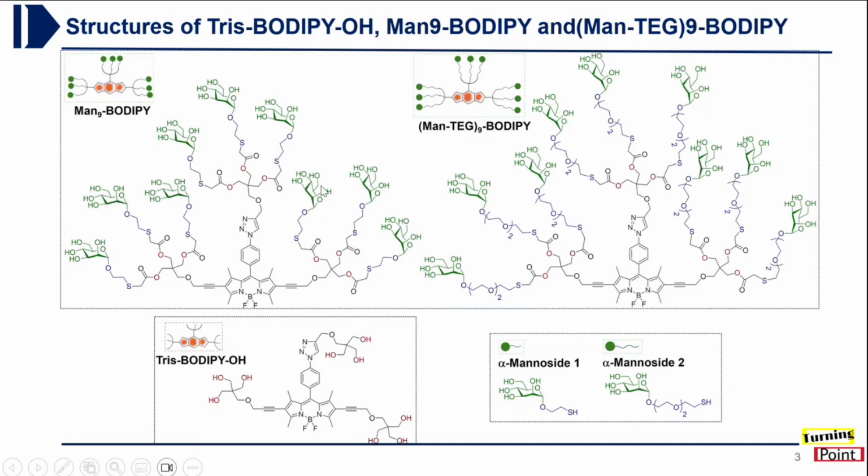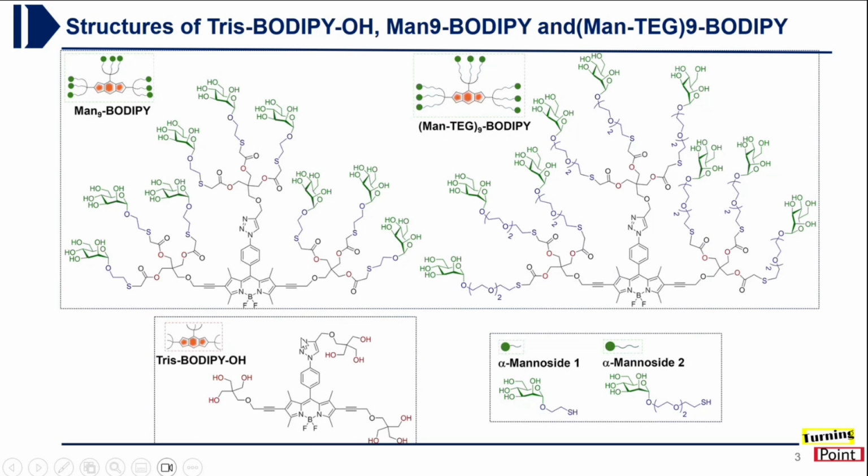Another thing they did was to increase the distance between the BODIPY and the mannose units. For that purpose, they used tetraethylene glycol, and they did the same reactions with that, just increasing the distance between the BODIPY and the mannose. So that is called the man tetraethylene glycol BODIPY.